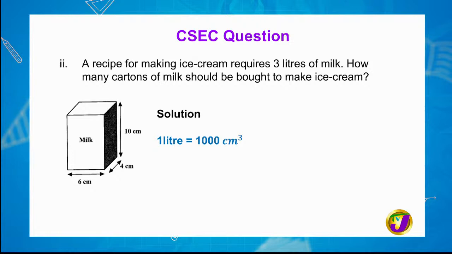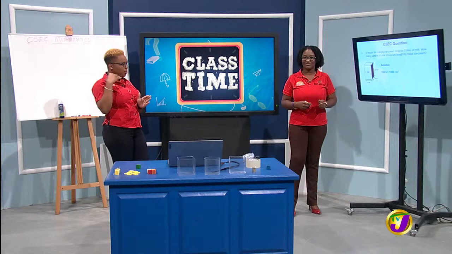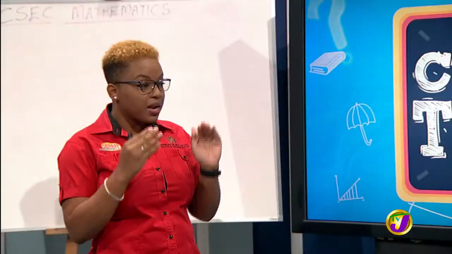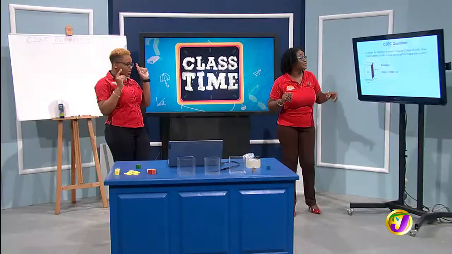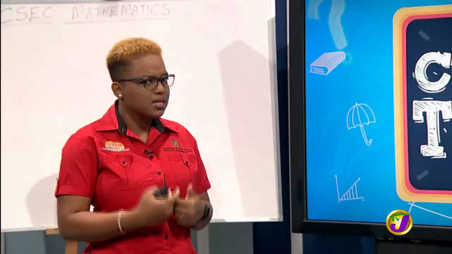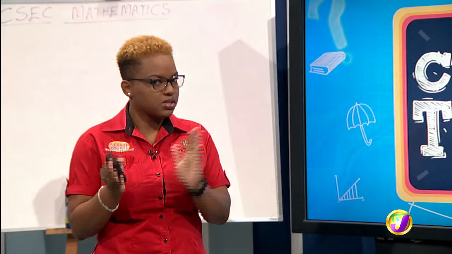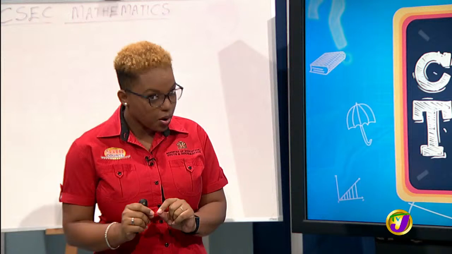So I would just want to tell our students that this is one particular piece of information you want to store somewhere in the back of your brain, where you can retrieve it: 1 liter is always equal to 1,000 cubic centimeters, in case you get a question asking you to convert from cubic centimeters to liters. So remember, 1 liter is equivalent to 1,000 cubic centimeters. Don't forget.